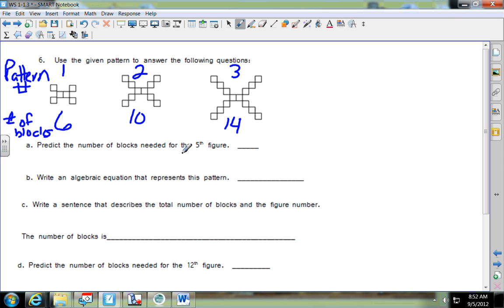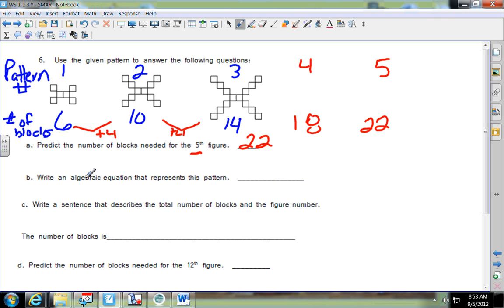So as I go through here, it wants to know what is the number of blocks for the fifth figure. Well, the pattern number, figure, same thing. Fourth and fifth. Well, what are these increasing by? They're increasing by 4 each time. So that means this next one would be 18. And if I increase by 4 again, it's 22. So it would need 22 blocks.